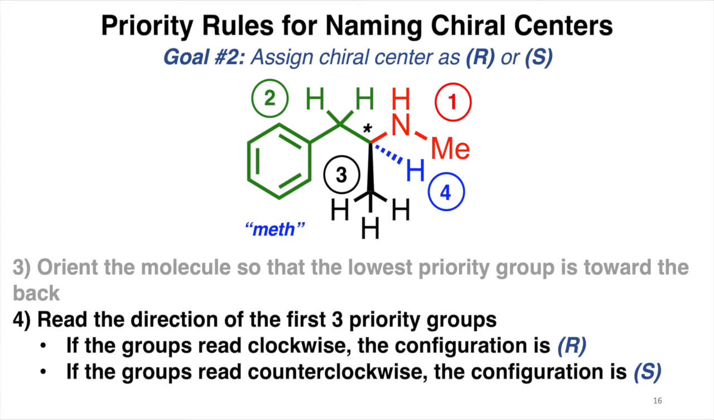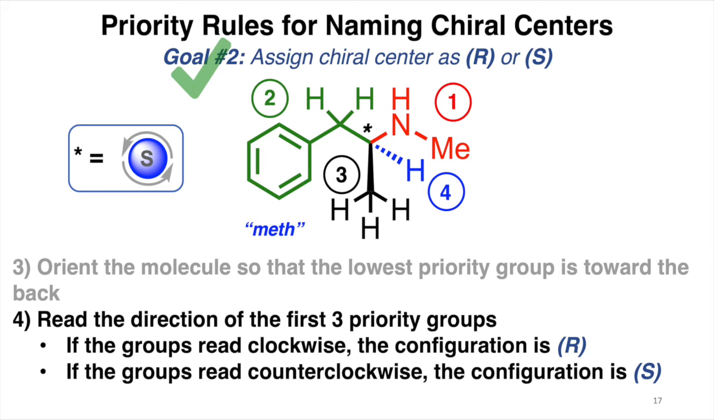Next, we're going to read the direction of the first three priority groups. If these three groups read clockwise, then the configuration of the chiral center is R. If they read counterclockwise, then the configuration is S. So in this molecule, groups 1, 2, and 3 are going counterclockwise. This means that this molecule has an S chiral center.